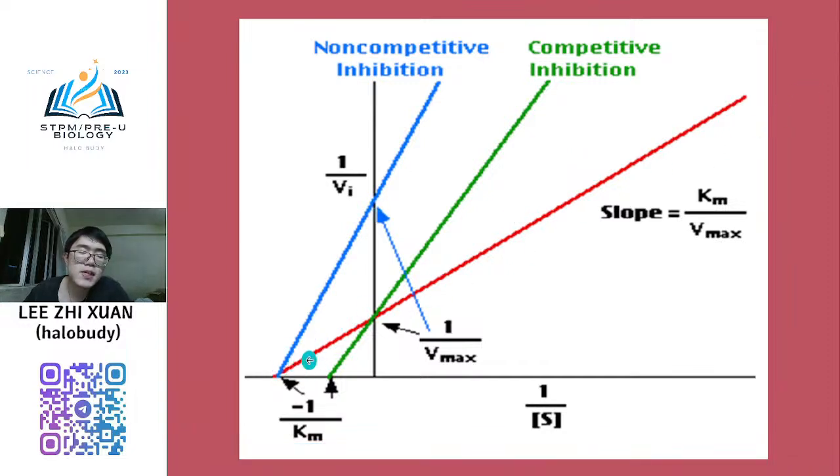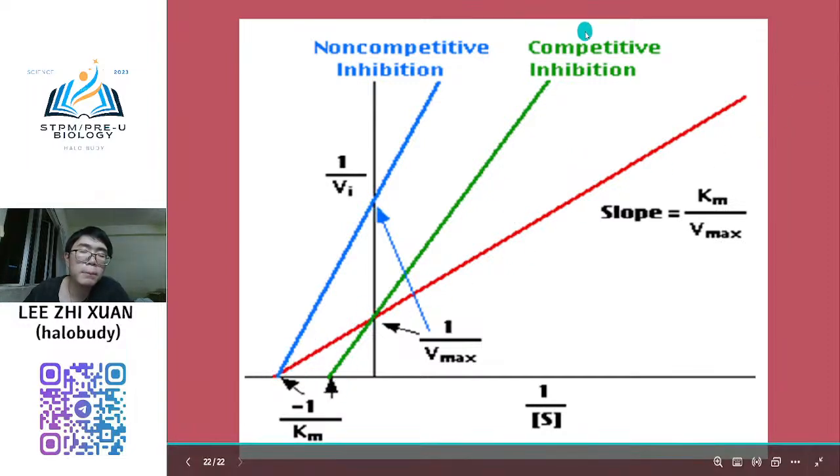So if you see here, with a competitive inhibitor, your Vmax will remain the same, but your Km value is affected. It will become a bit larger, so -1/Km becomes more positive. The original one is negative and smaller, and this one is a bit bigger. Meaning the Km value is increasing.